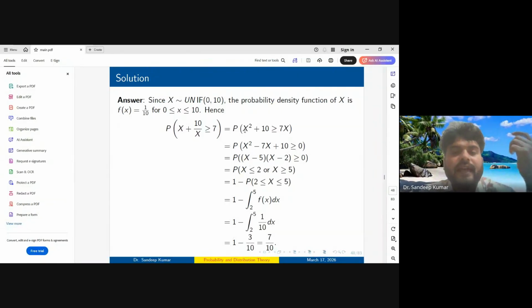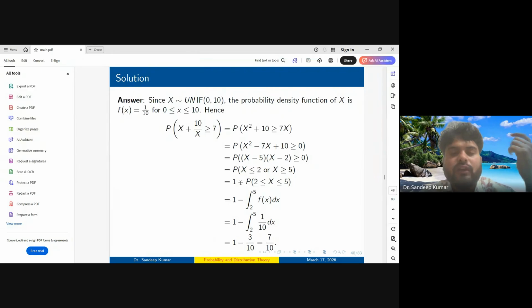This equals P of X squared, here X multiplied by X. So X squared plus 10 is greater than or equal to 7X. Next, the probability that X squared minus 7X plus 10 is greater than 0. Factorizing that term, X squared minus 7X plus 10 equals (X minus 5)(X minus 2).